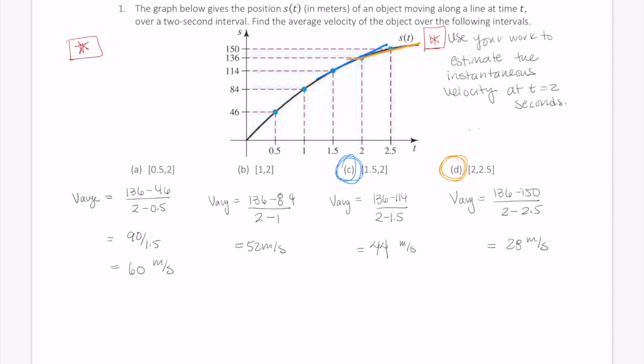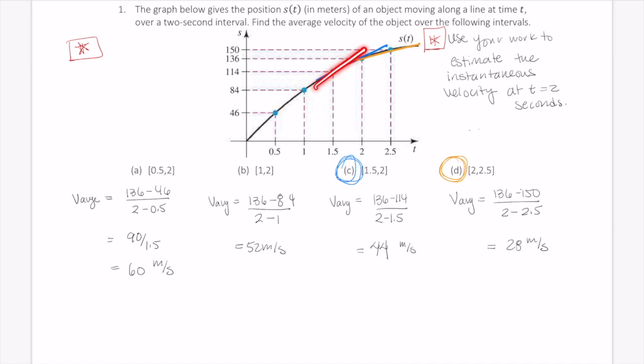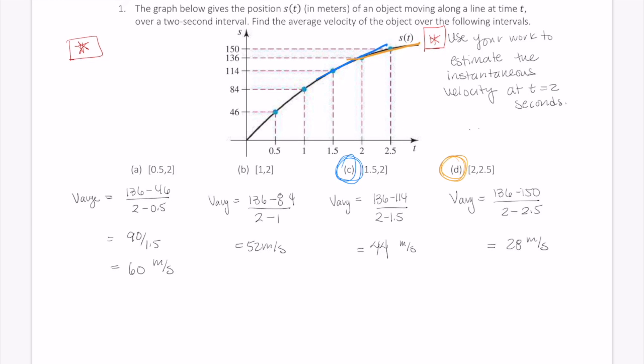So we're interested in the slope of the tangent line at that point. And in order to find it, we're going to average the slope of this line and the slope of this line in order to find an estimate for the instantaneous velocity. So the instantaneous velocity is given by adding 44 with 28 and dividing that by 2, so finding the average of the two immediately adjacent average velocities, and you end up getting 36 meters per second.